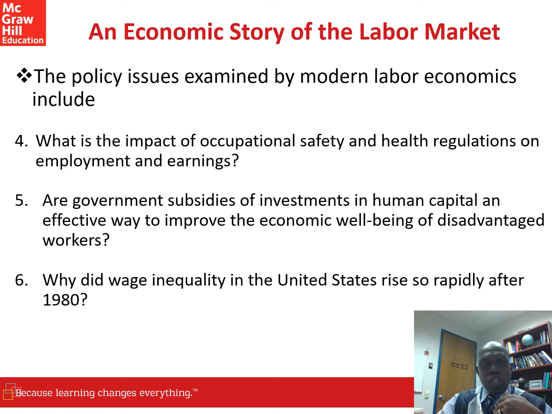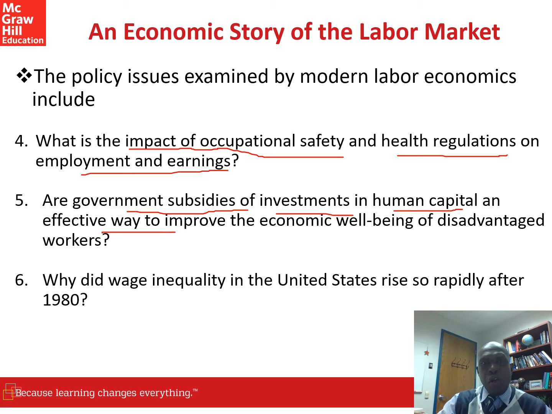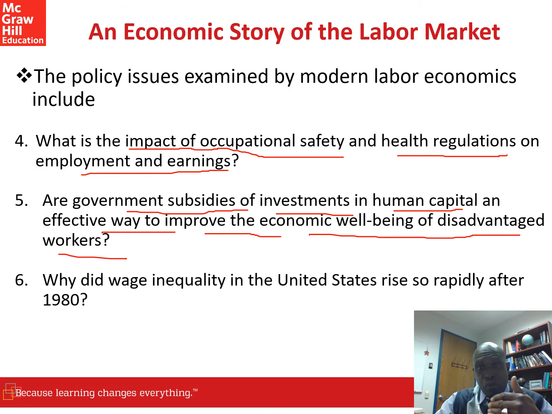Another policy issue is the impact of occupational safety and healthcare regulation on employment and earnings. Are government subsidies of investment in human capital an effective way to improve the economic well-being of disadvantaged workers? In other words, government provides financial assistance or financial aid to workers so that they can attend training, workshops or seminars, or even go back to school to get a higher degree. This will help these workers improve their skills, and they become more productive, and therefore they'll be able to earn more money. The wage and salary would increase.